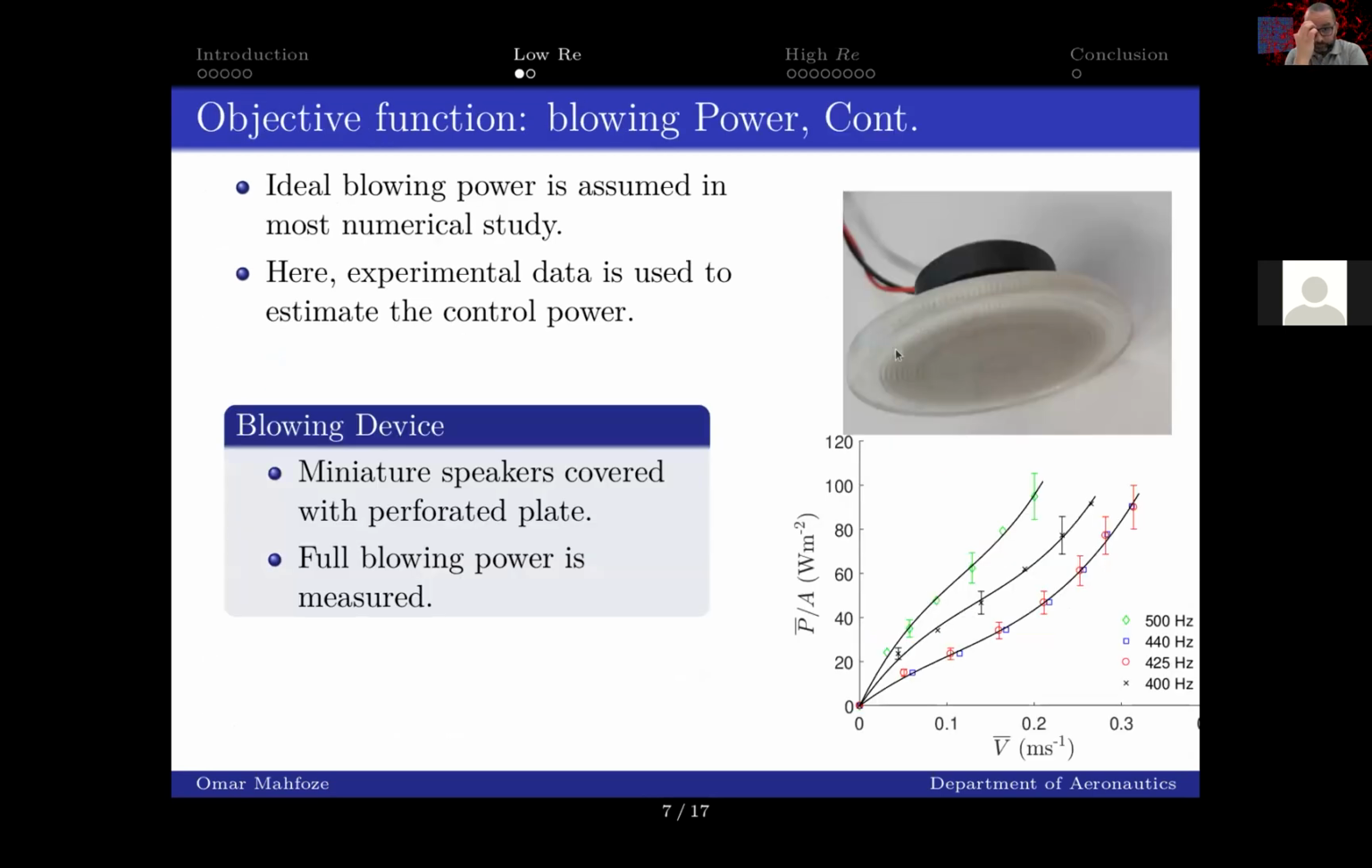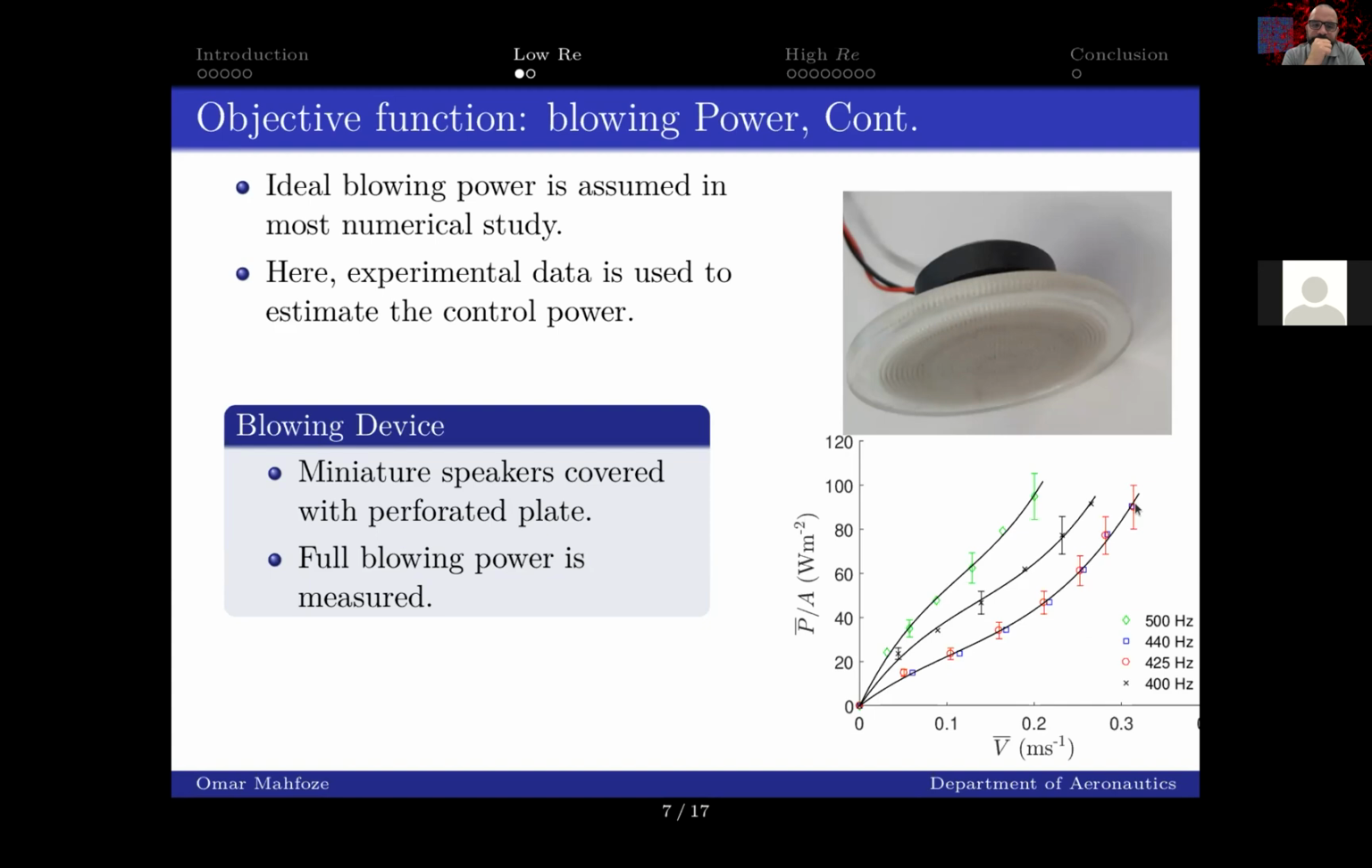So this is our blowing device where we have this speaker. It's covered by a micro-perforated plate, and by the movement of the diaphragm of the speaker, it pushes the flow through the holes of this plate. So now we can measure the power input to this speaker against the velocity that comes out from the speaker. And we have different results for different frequencies of the speaker. Using this curve, the most efficient one, we calculate the power input to the speaker, or the power required for the blowing or the control.